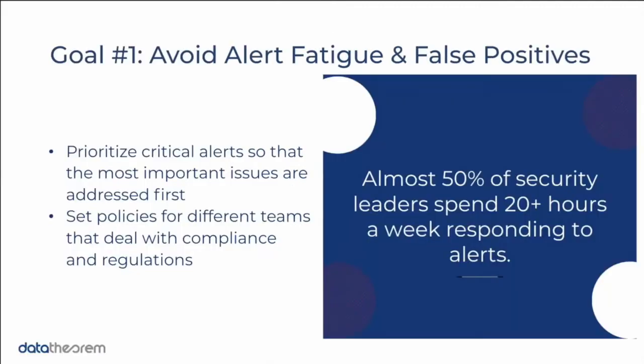So for a program to work, goal number one would be to avoid alert fatigue and false positives. It's very important to prioritize just the critical alerts that you need teams to address first. But also the ability to set policies for different teams that deal with compliance and regulations.